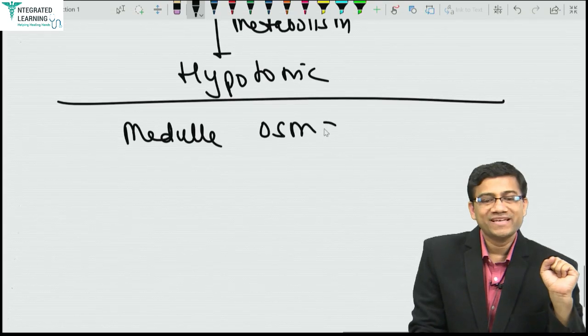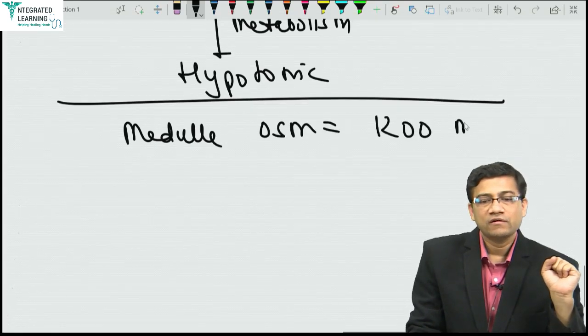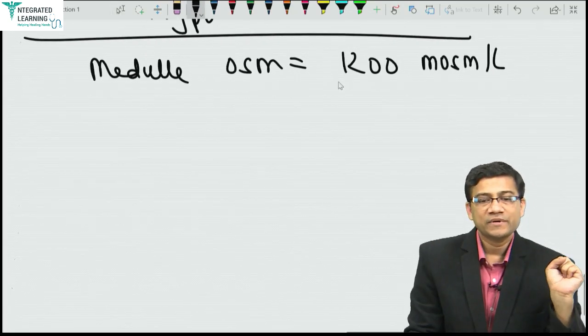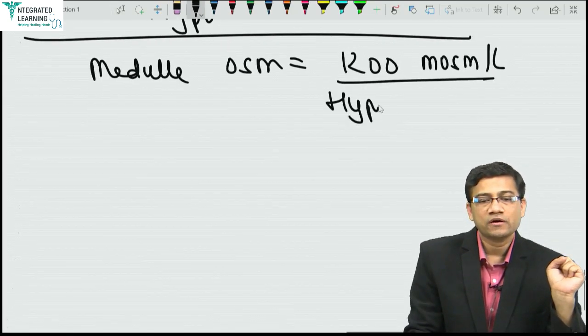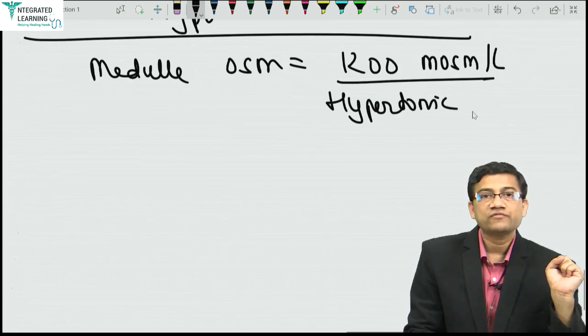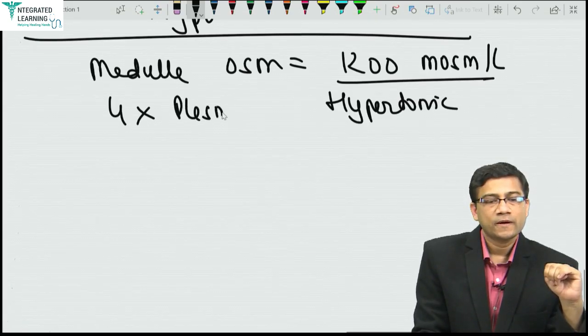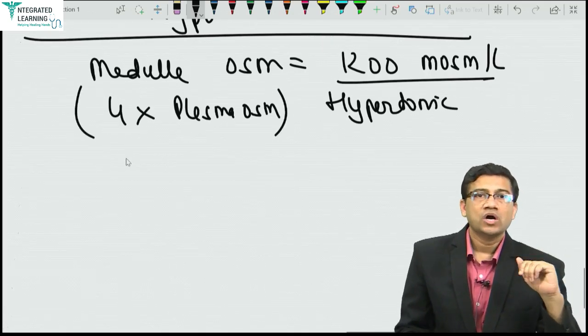Medulla osmolarity is 1200 milliosmol per liter. It's 1200. That means it is hypertonic. How much? 4 times more than plasma. 4x plasma osmolality. So 4x plasma osmolality.